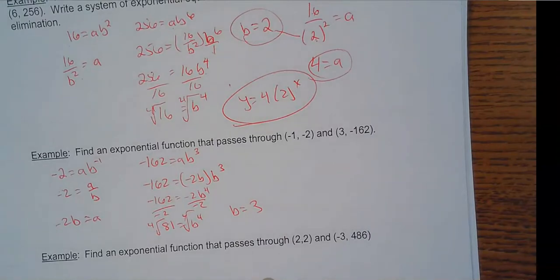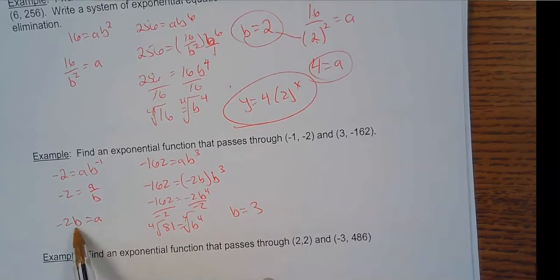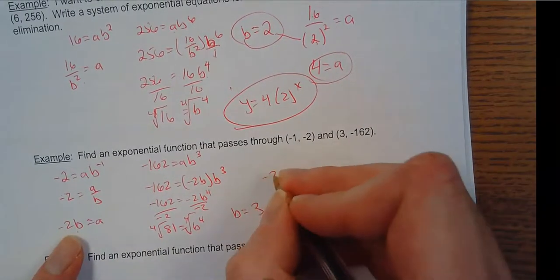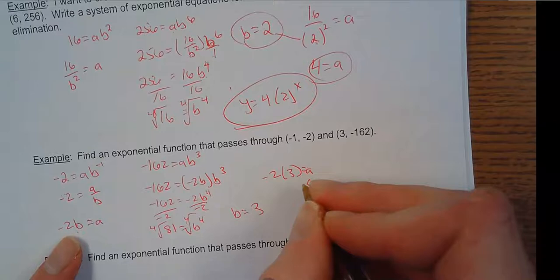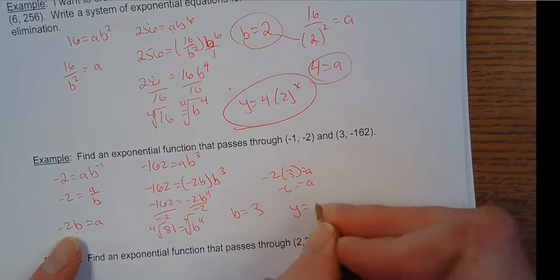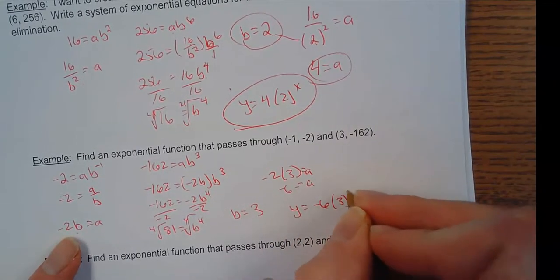So b is 3. Now plug it in the equation. We have a by itself, plug it in for b. So I'm taking this one right here. So negative 2 times 3 equals a. So a is negative 6. So y equals negative 6 times 3 to the x power.